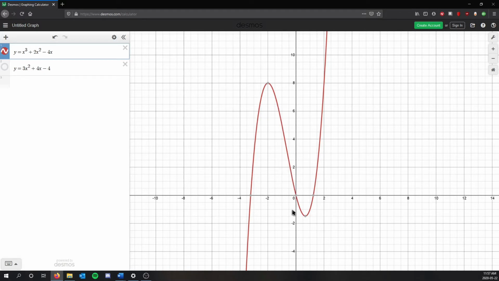Intervals of increase are so called because the function is increasing over those intervals. Intervals of decrease are so called because the function is decreasing in those intervals.